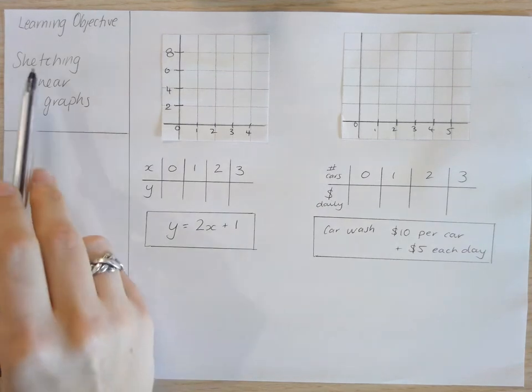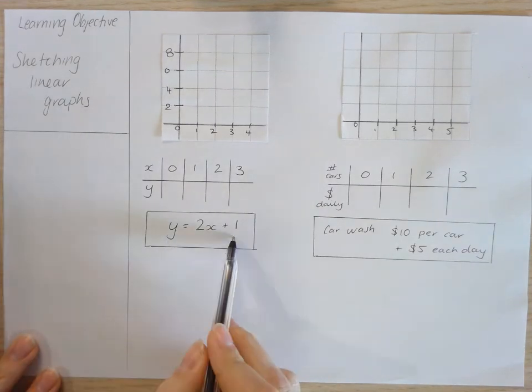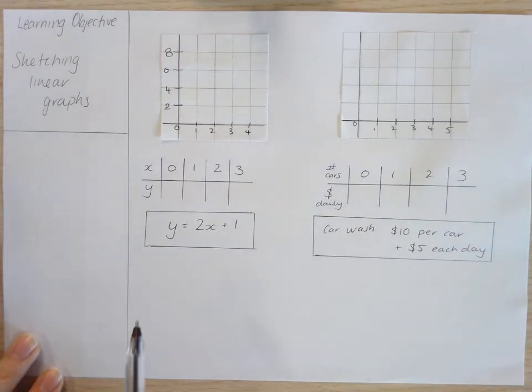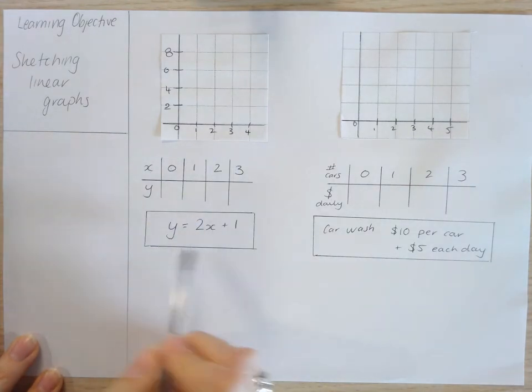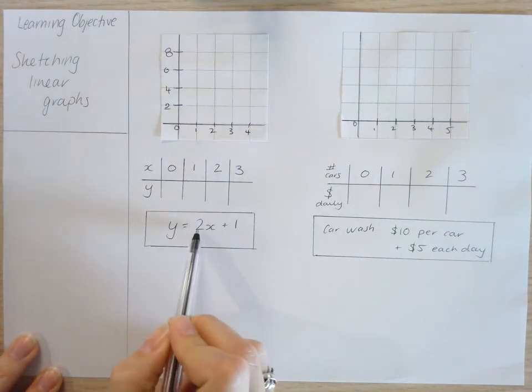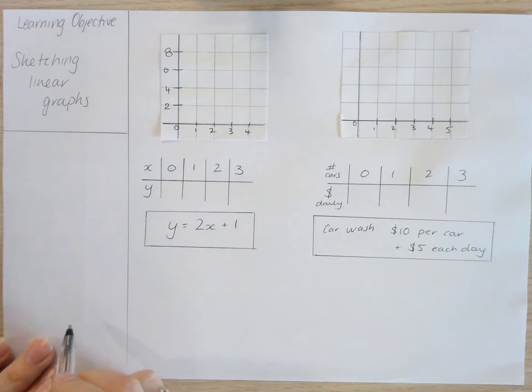In this video we're sketching linear graphs from an equation. So here's our first equation, and what we have to do is use these x values to make a graph, so that we know if y equals 2 times x plus 1. So we're going to do working out for every single one of them.